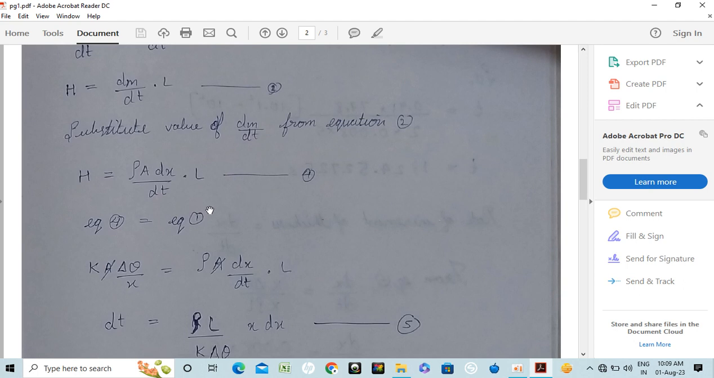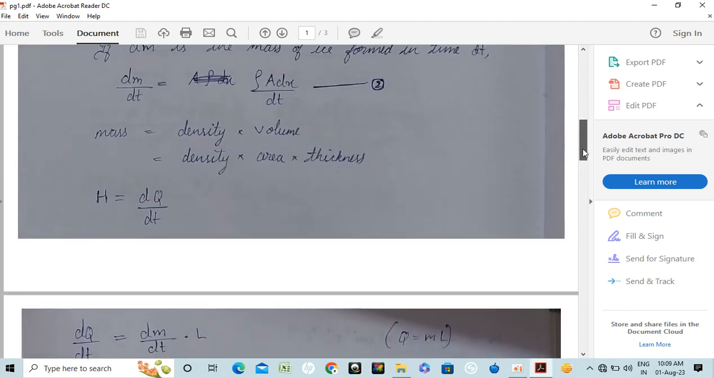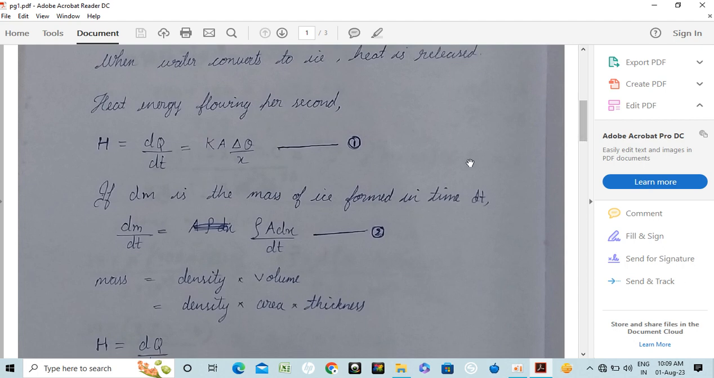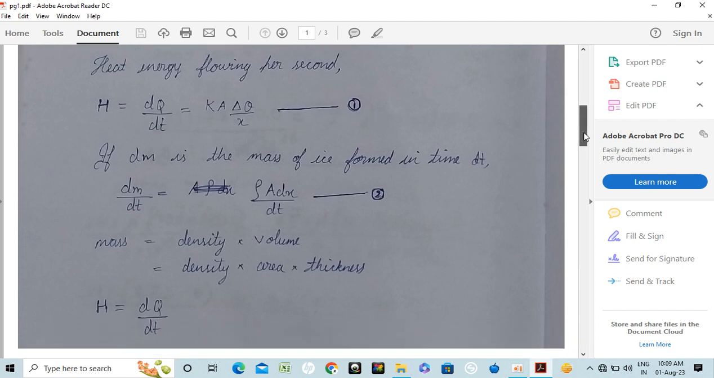Now if you check equation 4 and equation 1, both are equal. Equation 1 was this one: H is equal to dQ by dt is equal to KA times delta theta by x. Now this equation 1 and equation 4 are equal, so we can equate them.